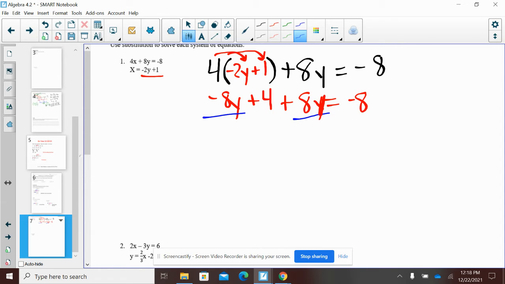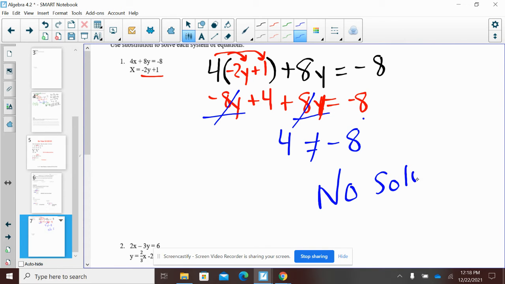Negative 8y's plus 8y's are 0y's. So they cancel out. We are left with 4 is equal to negative 8, which is not true. Therefore, there is no solution. Usually when there's no solution graphically, that means that the lines are parallel. So that's what's happening here. These two lines are parallel.